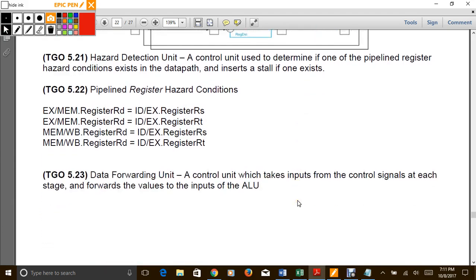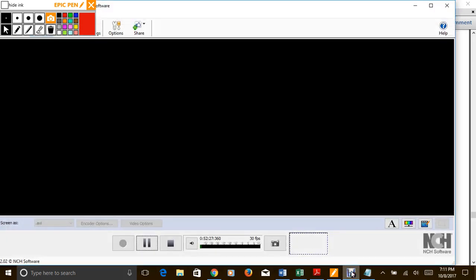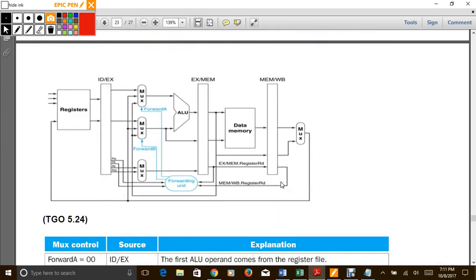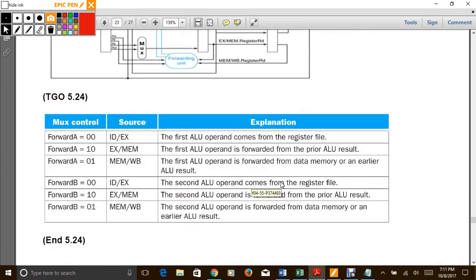Okay, and then the data forwarding unit is a control unit which takes inputs from the control signals at each stage and forwards the values to the inputs of the arithmetic logic unit. All right. And then we'll end at 5.24. And so 5.24 is the data hazard detection unit here.